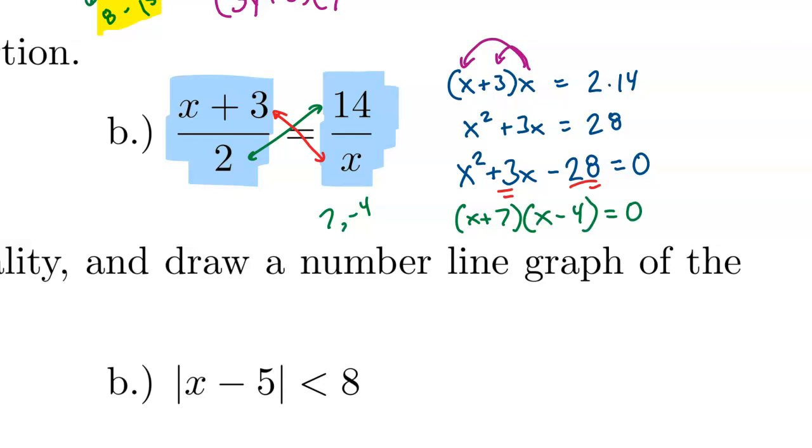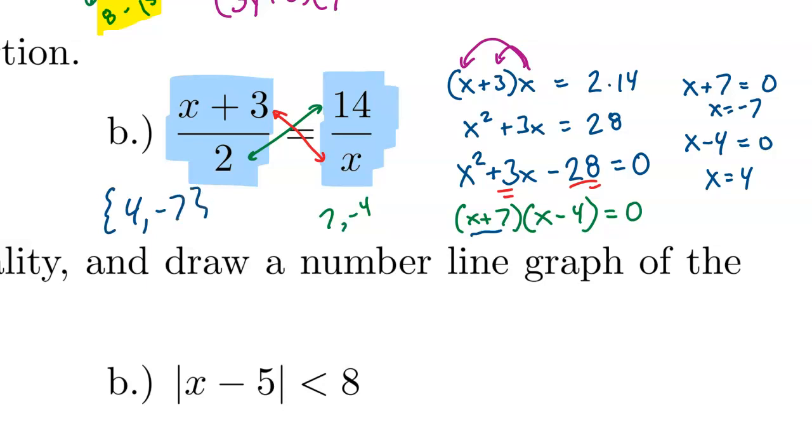And then using the principle of zero products, I can simplify. I can take the expression x plus 7, that factor, and set it equal to 0. And likewise, I can set x minus 4 equal to 0. The first equation gives me negative 7 as a solution, and we get positive 4 as a solution from the second equation. So the two solutions to this proportion are positive 4 and negative 7.